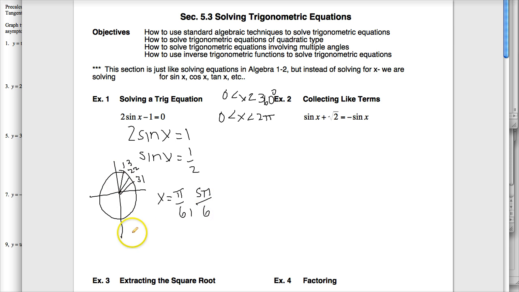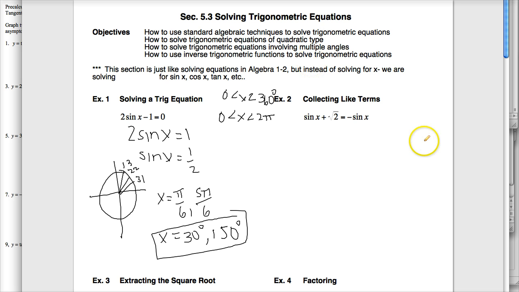And then, until you guys get used to degrees and radians, I'm going to ask you to do both, which means the same thing as 30 degrees, or the same thing as 150 degrees. Okay, so that's how you solve a trig equation. Again, we're going to have to look back at our unit circle to remember how to do some of these things.